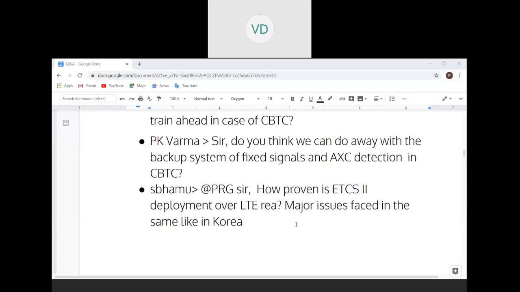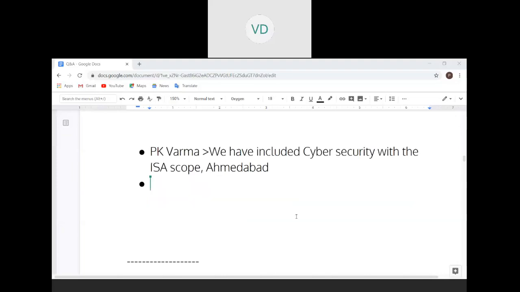Any issues faced in Korea, sir? There is no approved standard for this. Are we thinking about LTE as it is, or LTE-R? LTE-R, because our requirements are different. The carrier requirement and the physical layer are the same; only the application layer has a lot of changes. So we don't have any specification for LTE-R? It is there now. The application layer requirement is the UIC FRMCS, Future Railway Mobile Communication System requirement. Okay.